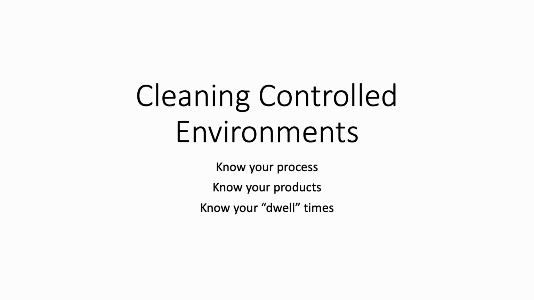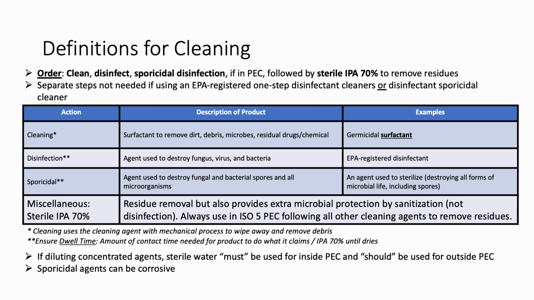Okay, we're going to move forward and we're going to talk about cleaning of controlled environments. And what's important here is to know your process, know your products, and know your dwell times. Before we delve too deeply into cleaning, we want to first talk about some definitions. First, a cleaning agent is an agent that usually contains a surfactant or maybe even an enzymatic product, and it's going to be used to remove dirt, debris, microbes, and residual drugs and chemicals. A disinfectant agent is going to be an EPA-registered disinfectant with a specific dwell time that's going to be used to destroy funguses, viruses, and bacteria.